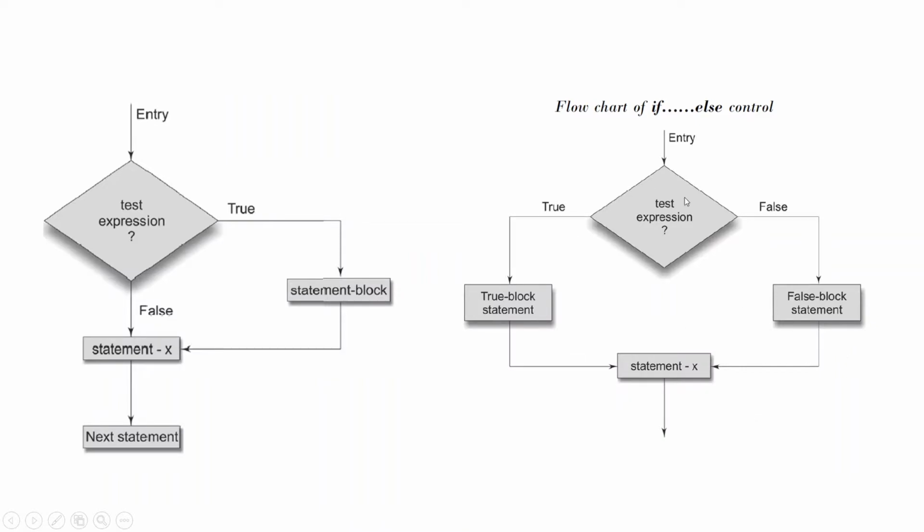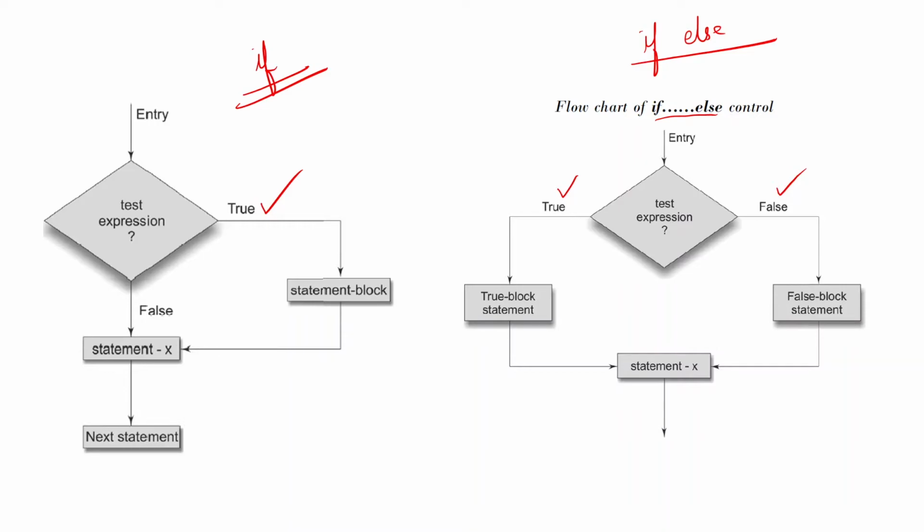So this is just to compare. This is the flow chart corresponding to if, and this is corresponding to if else. So you can find the difference. Here only true is addressed in case of if, but in case of if else, both true and false conditions are addressed.